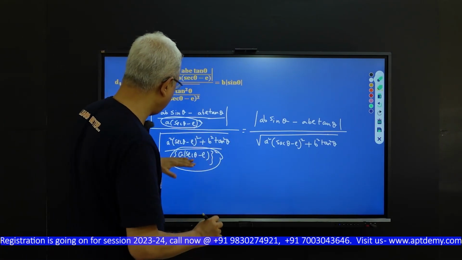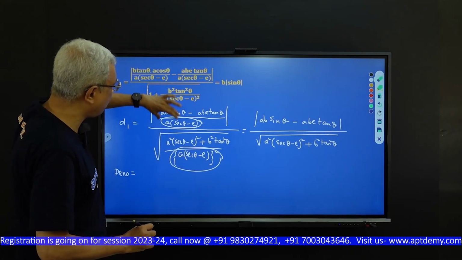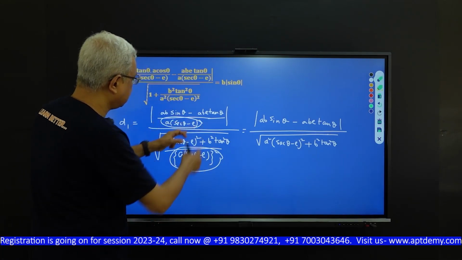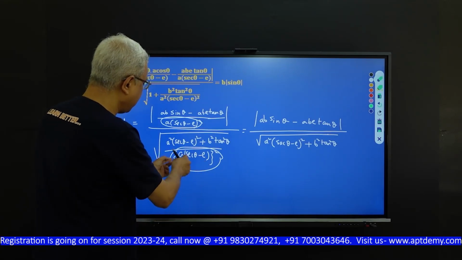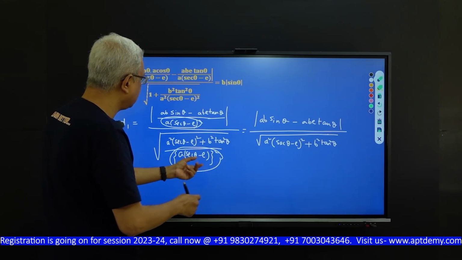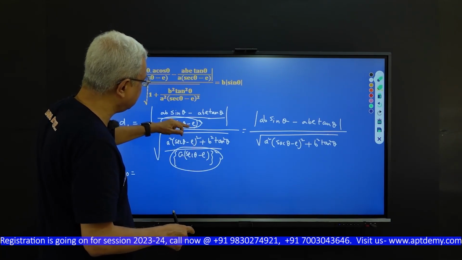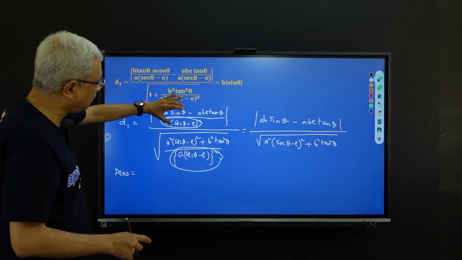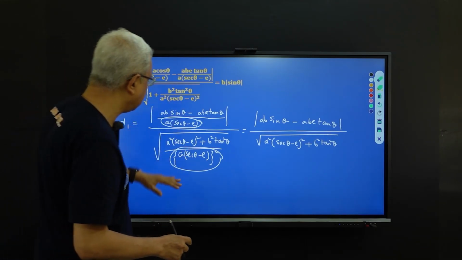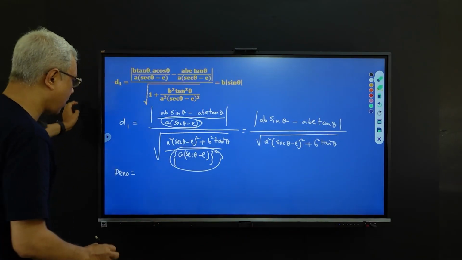Denominator is how much? I have the square root of a sec theta minus e whole square, and here it is mod a sec theta minus e. Under the square root it is a square sec theta minus e whole square, and here it is a sec theta minus e. So both denominator and denominator of the numerator cancel each other. So we are left with this expression. Now denominator is how much?